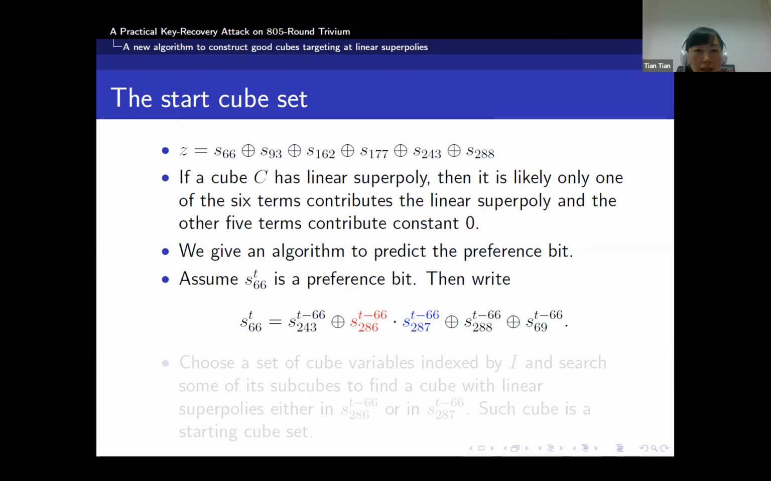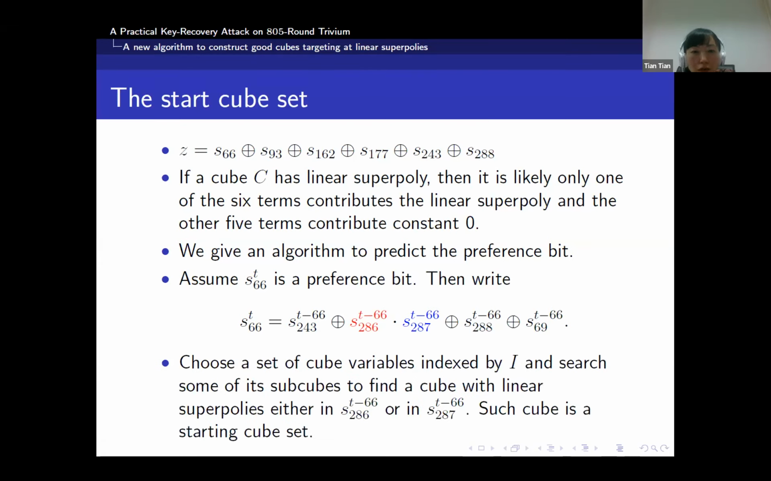Assume S66 is a preference bit, then we write its feedback function and go back to the time instance t minus 66. Choose a set of cube variables indexed by I and search some of its subcubes to find a cube with linear superpoly either in S286 or in S287. Such a cube is a starting cube set.